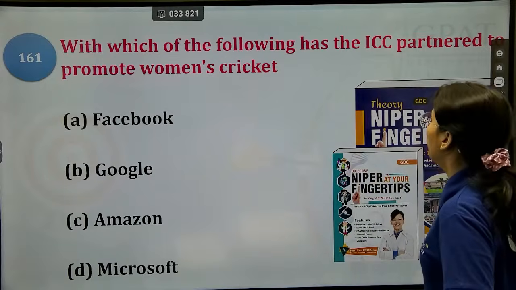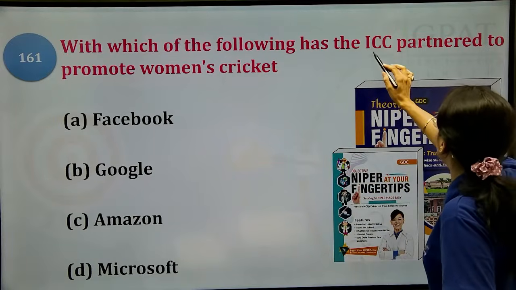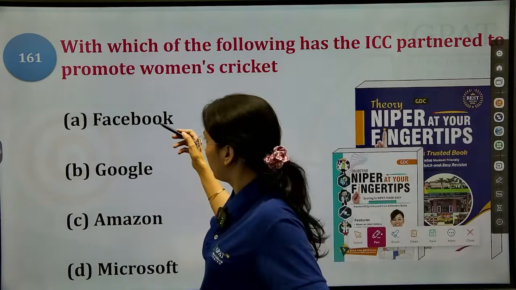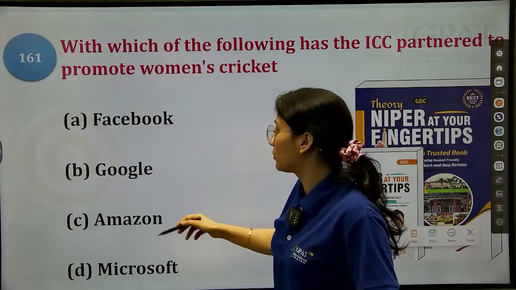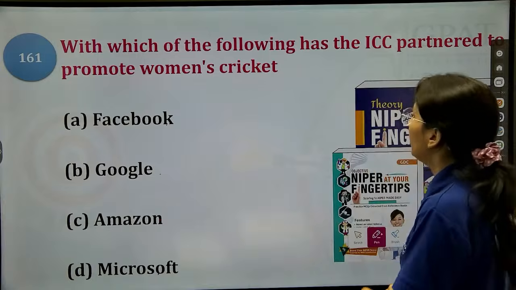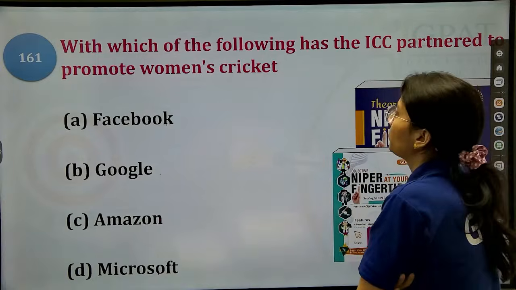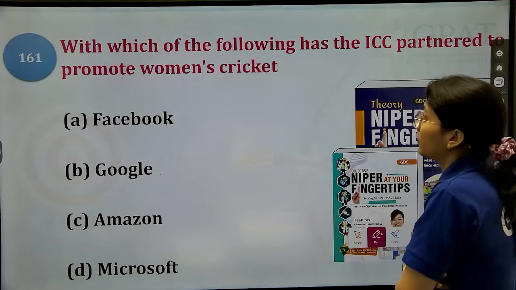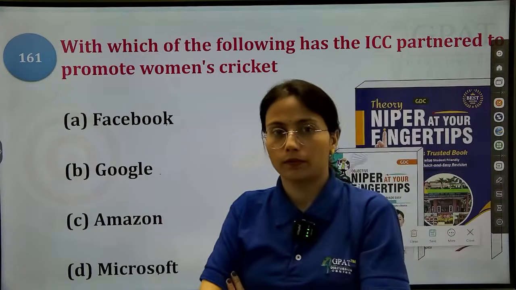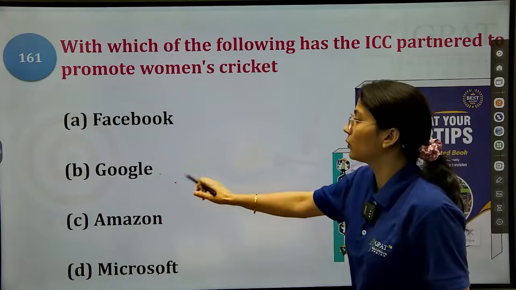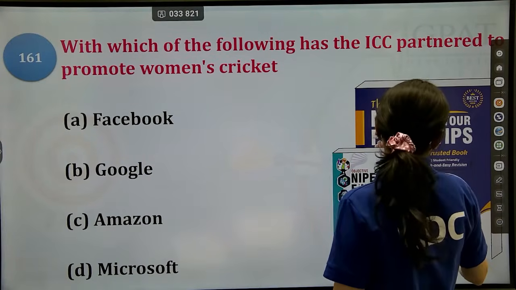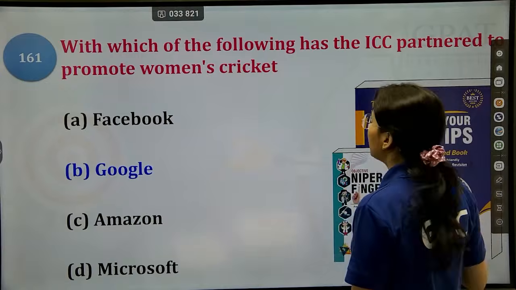With which of the following has the ICC partnered to promote women's cricket? Facebook, Google, Amazon, Microsoft. So we have to find which of the four given options is correct. The ICC partnered with Google to promote women's cricket. So option number B is correct. Google is the partner of ICC women's cricket.